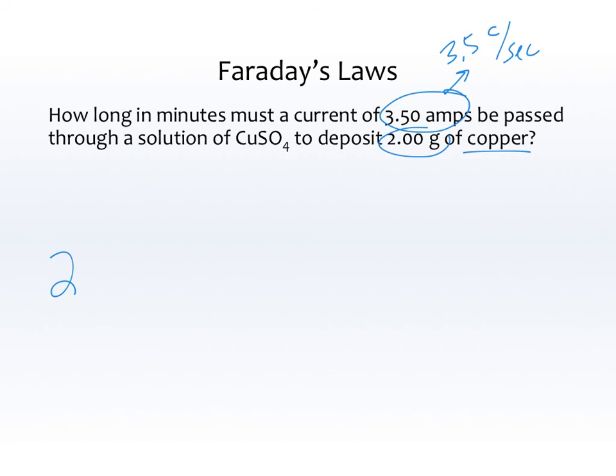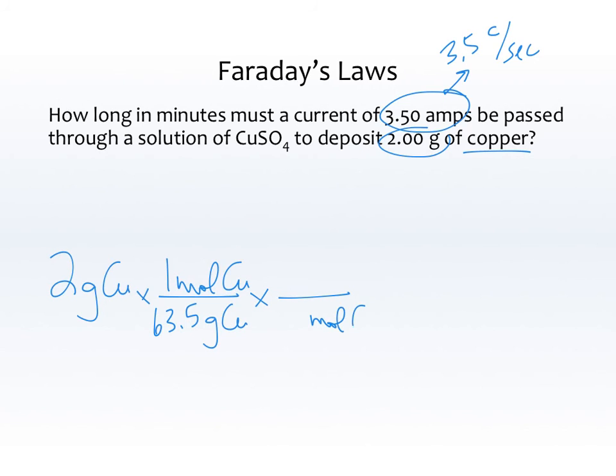So I'm going to start with my 2 grams of copper. And the grams of copper can be changed to moles of copper, because the periodic table tells me that 1 mole of copper is 63.5 grams. So now moles of copper. And at this point I'm going to need a balanced equation, because I'm going to have to convert moles of copper to moles of electrons. Since it's copper sulfate, and sulfate is -2, that means this is copper plus 2. Be aware, because sometimes copper can be plus 1. Cu plus 2 electrons makes Cu, which means that there are 2 electrons for every 1 copper.